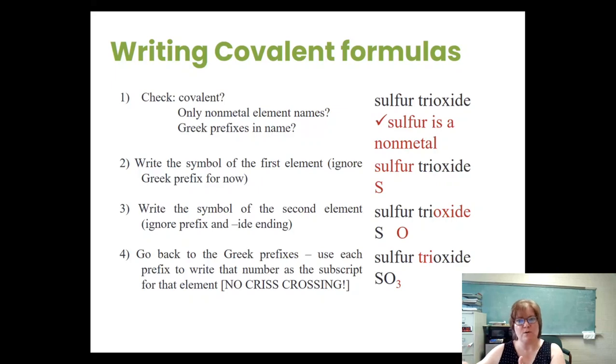And then I want to write the symbol of the first element. I kind of have to ignore the prefix temporarily and write the first element so I have a place to put the subscript on. And then I write the second element, again ignoring its prefix. Then I go back and look at the prefixes and put them in as subscripts. Again, no crisscrossing. So sulfur trioxide, I see sulfur is a nonmetal, so this is a covalent compound. I put sulfur for the first element. I put oxygen for the second element. Now I go back and look at the prefixes. There is no prefix for sulfur, so no subscript. A prefix of tri means a subscript of 3.